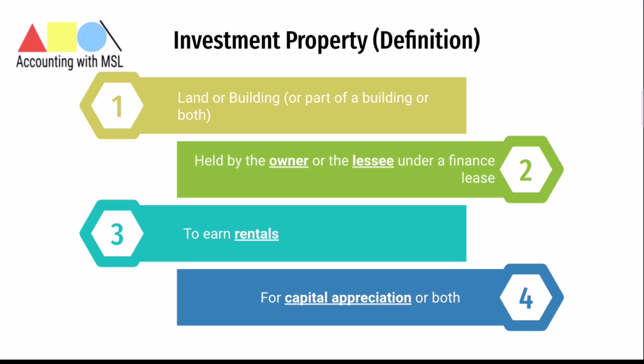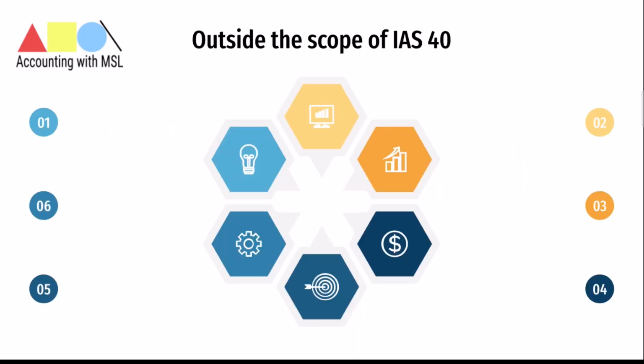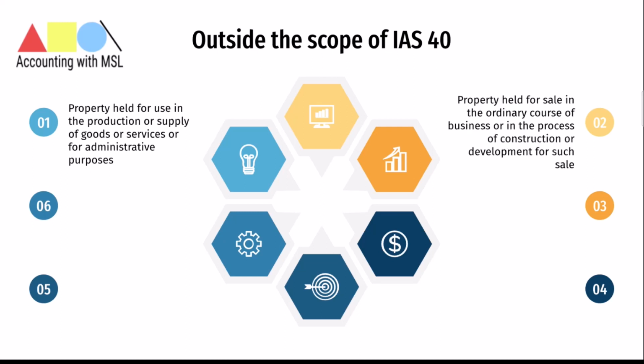Now that we know what is within the scope of IAS 40, what are the items that are outside the scope of IAS 40 investment property? The first is any property that is held for use in the production or supply of goods or services or for administrative purposes. And these will typically be accounted for under IAS 16 on property, plant, and equipment. The next out of scope item will be any property that is held for sale in the ordinary course of business or in the process of construction or development for such sale. These will typically be accounted for under IAS 2 inventory.